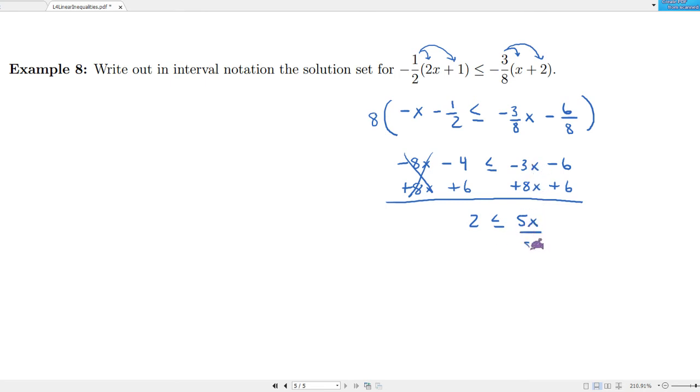And dividing both sides by 5, since that's positive, it's not going to mess with this inequality. We're not going to have to change that. So we'll have 2/5 less than or equal to x. In other words, x is greater than or equal to 2/5.